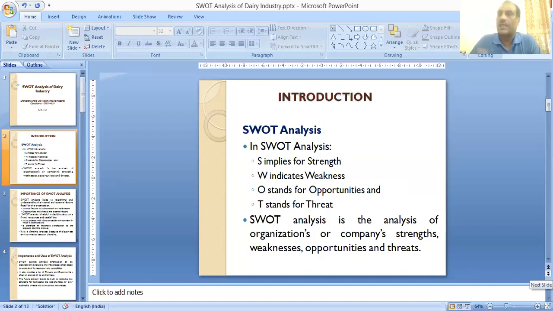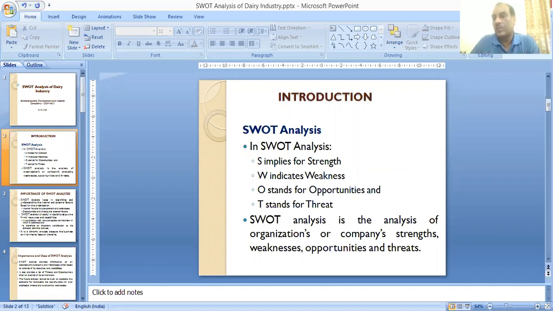SWOT analysis is the analysis of an organization's or company's strengths, weaknesses, opportunities and threats. And this is very important. It is very much important that we should know the strengths, weaknesses, opportunities and threats which are lying there, which affect the performance and the operations of any industry, any organization.